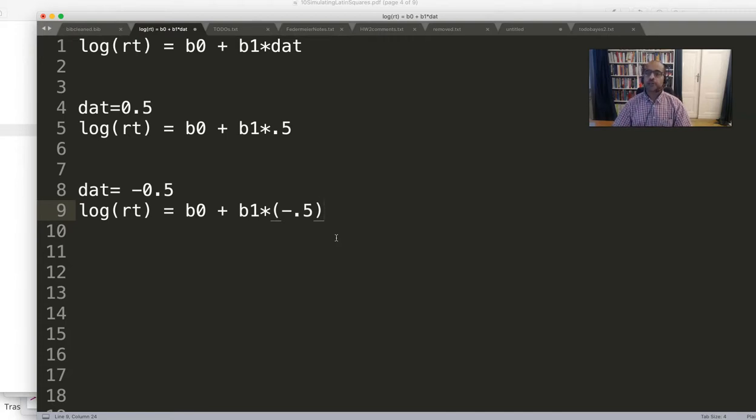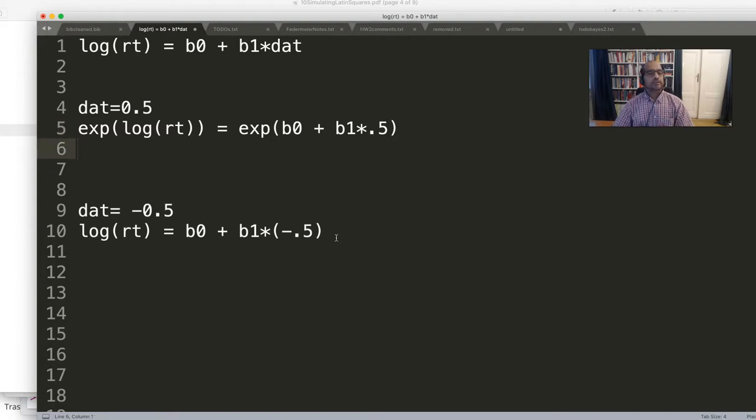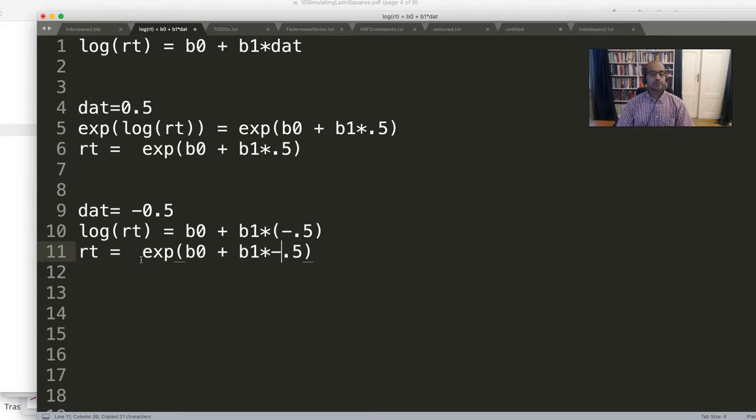How would I get to the millisecond scale? I would exponentiate both sides. Exponentiate this side and exponentiate this side. Because the exponent is the inverse of the log, on the left hand side I get the reading time level. On the right hand side I get the predicted or expected reading time. Similarly here I'm also going to get the expected reading time, except that this will be minus 0.5.